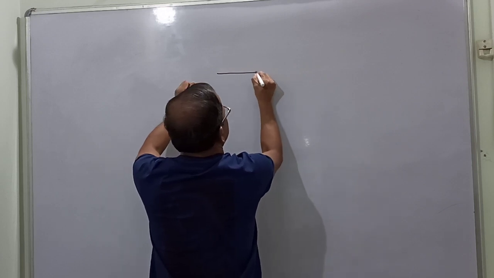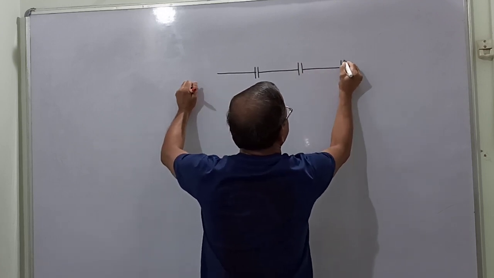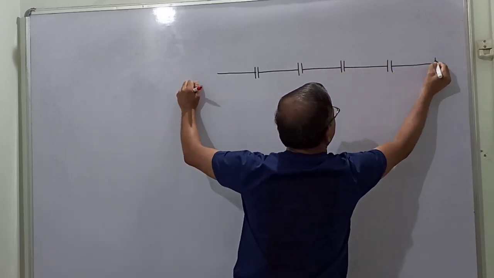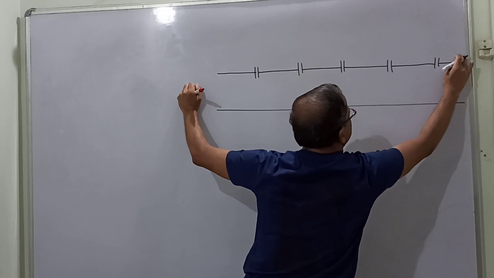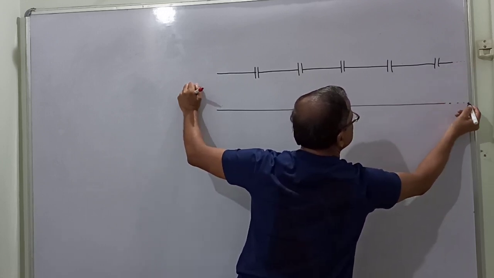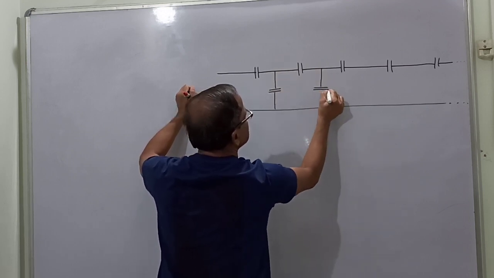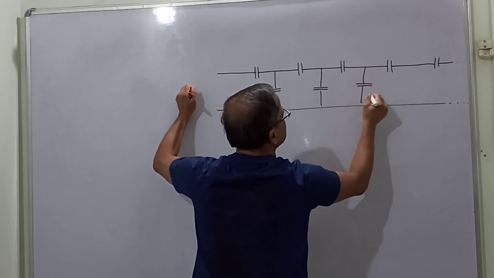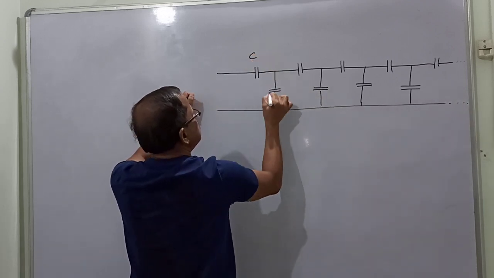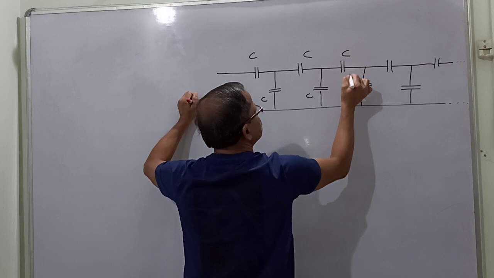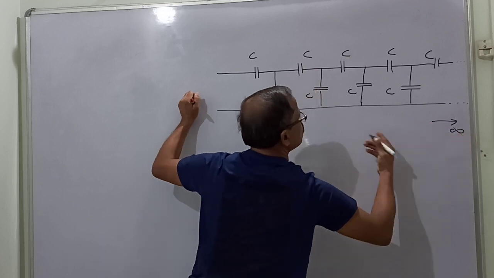Now this is a cube. This is a capacitor, this is a capacitor, this is a capacitor. All are identical capacitors connected up to infinity. This is a conductor. So they are all connected up to infinity. Now in between there is a capacitor. All the capacitors are the same, C, and the system continues up to infinity. So many capacitors.